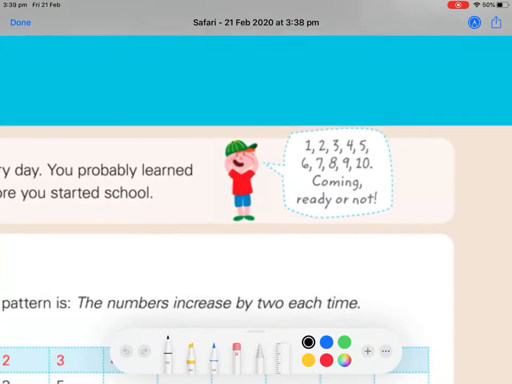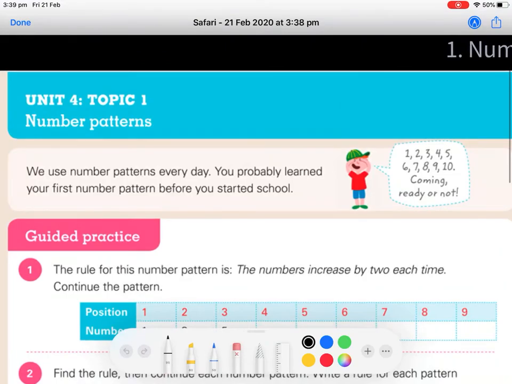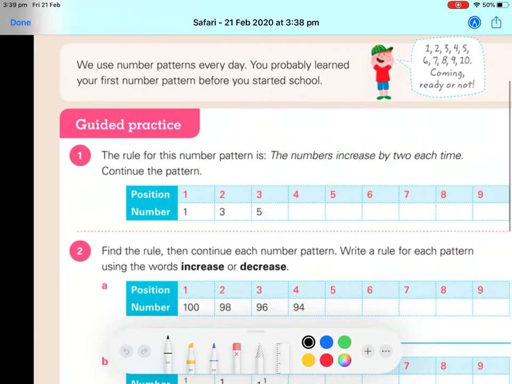So let's have a little read up the top here. We've got someone counting, 1, 2, 3, 4, 5, 6, 7, 8, 9, 10, coming ready or not. We use number patterns every day. You probably learned your first number pattern before you started school.